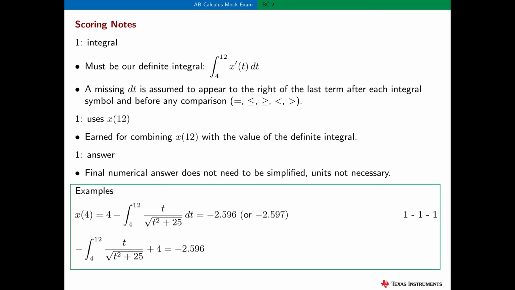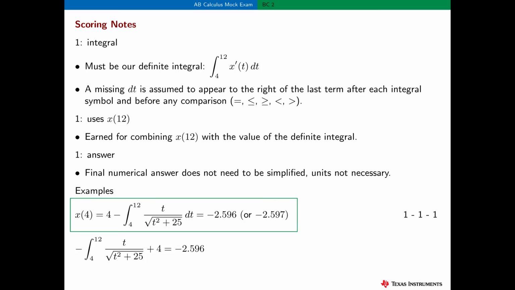Here are a couple of student responses and how each is scored. In the first example, the definite integral is presented correctly. I see the value of x of 12, and the final numerical answer is correct. This earns all 3 points.